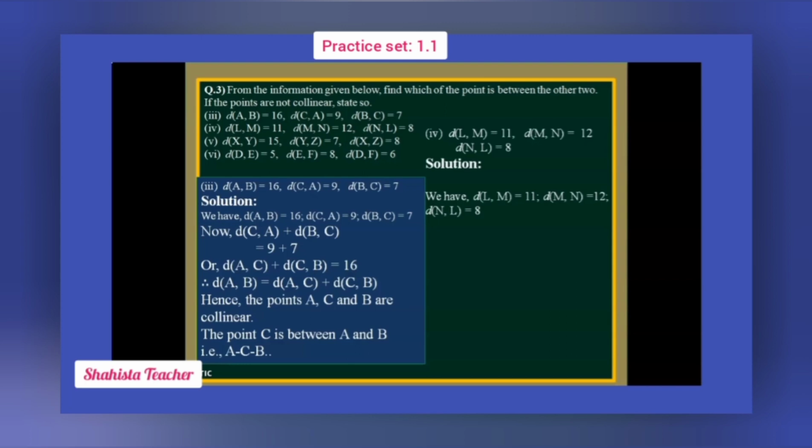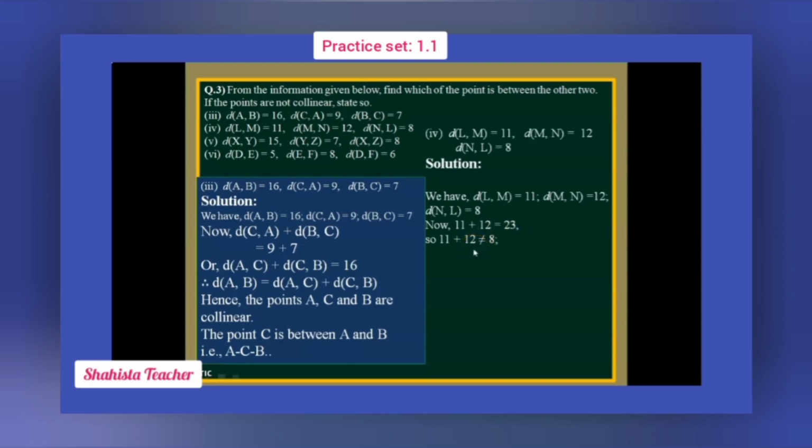After this, we have to simply add these numbers. So distance of LM plus distance of MN, that is 11 plus 12, is equal to 23. Now 11 plus 12 is equal to 23, but this 23 is not equal to 8. So this is not collinear.